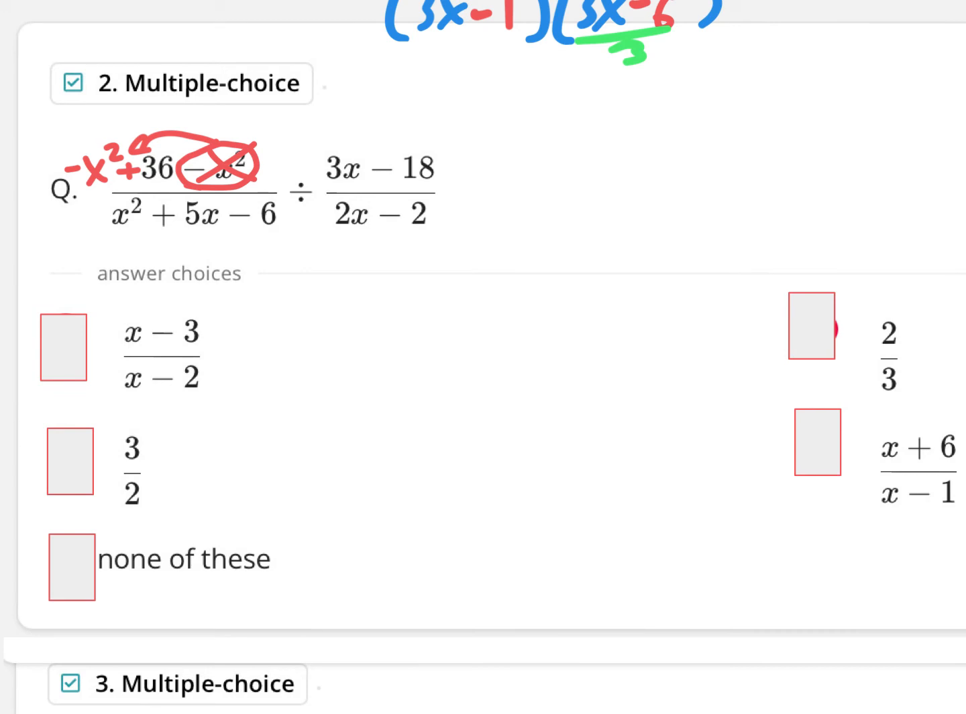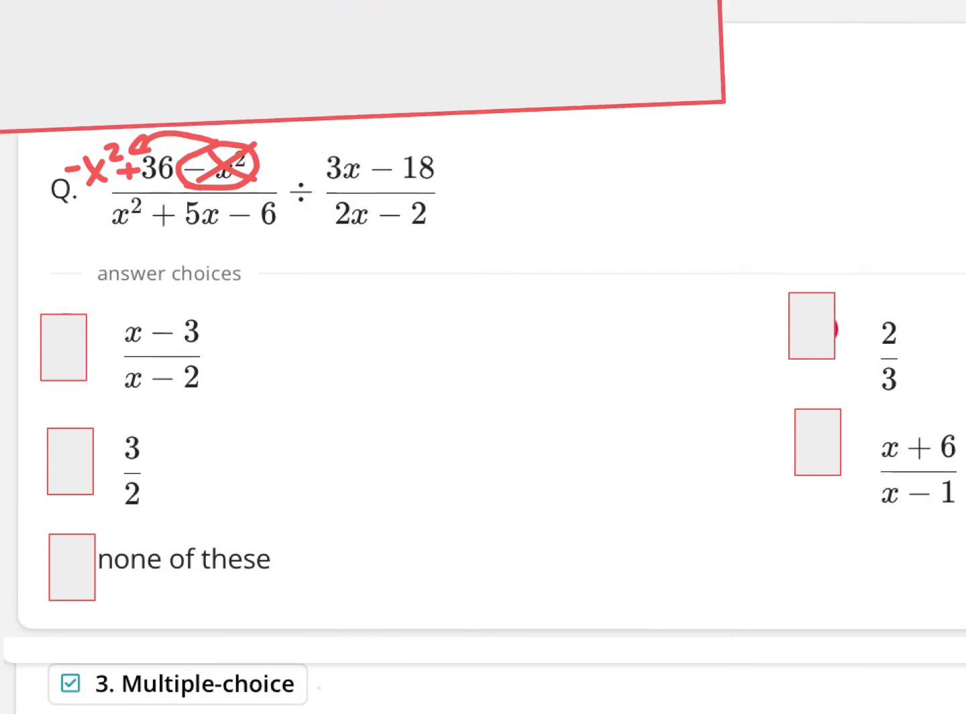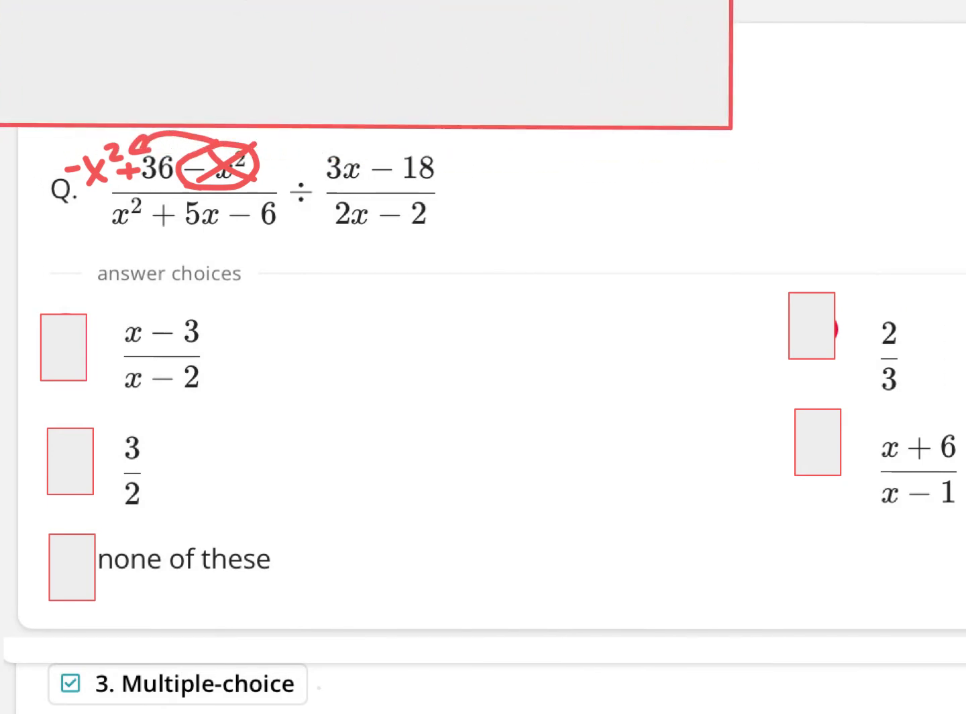Now, in addition to that, you know what? I am going to make like a scratch paper right here, I guess. I don't want a negative x squared. So I'm going to factor out a negative 1. And on the inside, I will now have a positive x squared with a minus 36. Are you with me? Yay? Okay.